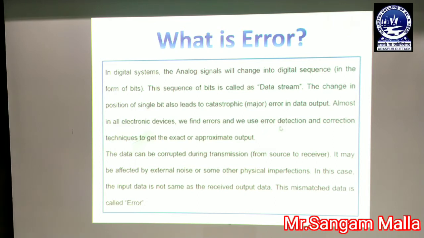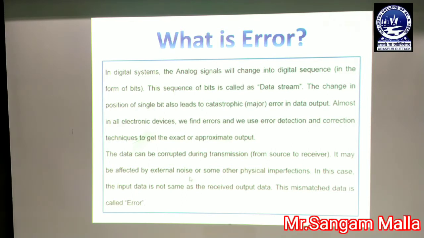So we can take the help of error detection and correction techniques in order to get the exact or approximate value. The data can be corrupted during transmission from source to receiver. Whenever we transfer data from one location to another, there may be a chance that the data will get corrupted. When sending data from source to receiver, it is a major issue whether our data will be delivered in a good manner or be corrupted. It may be affected by external noise or other physical imperfections.